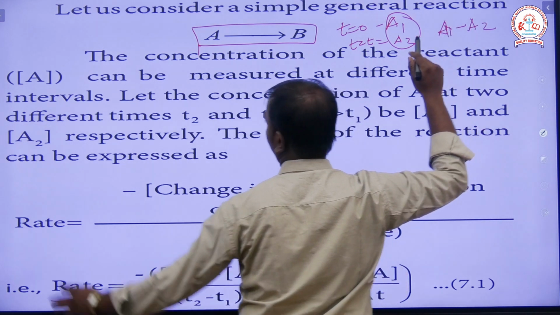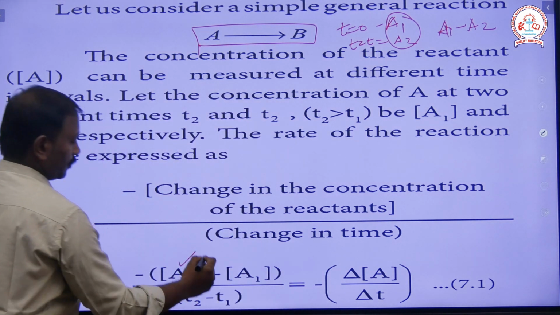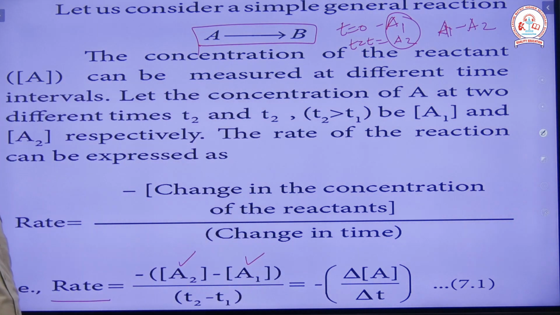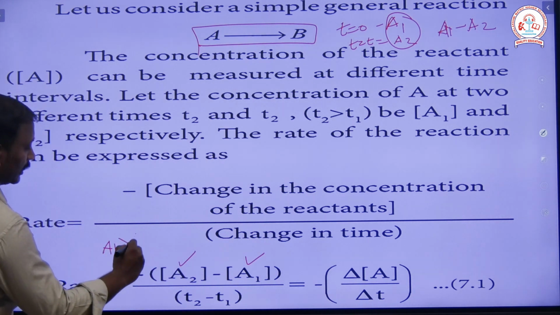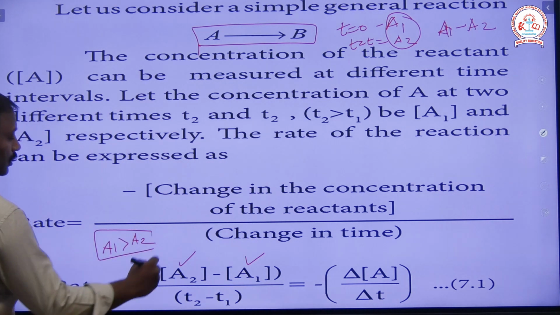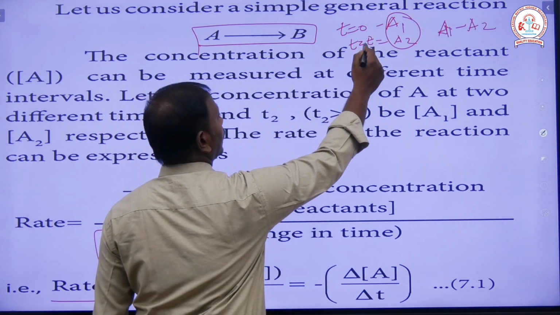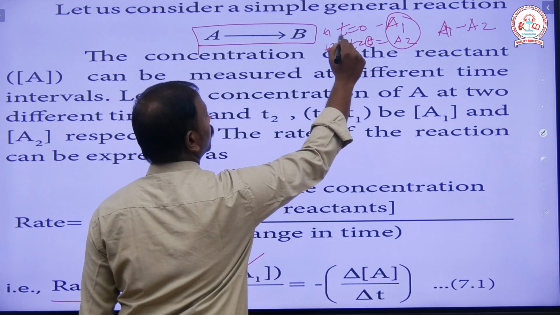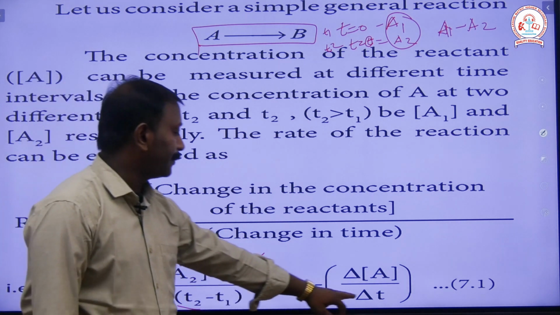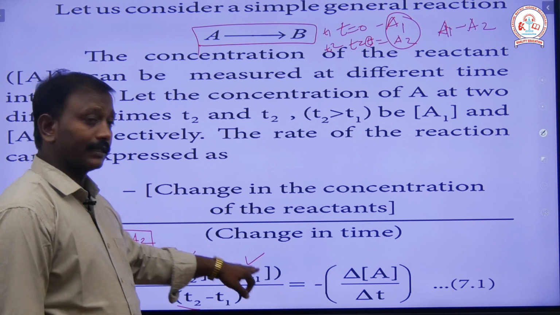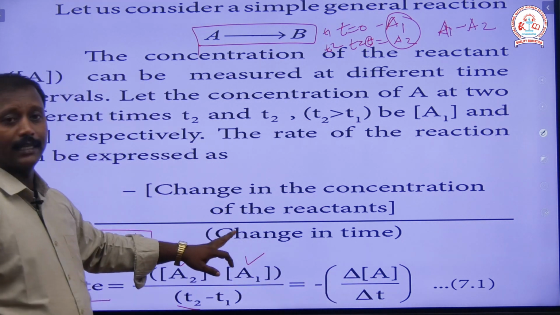Initially A1 is 100%. A1 is greater than A2. We can take two times, the initial time t equals 0, which is T1, and T2. So T2 minus T1 is delta T, and A2 minus A1 is delta A. So the rate is the change in the concentration of the reactants divided by the change in time.